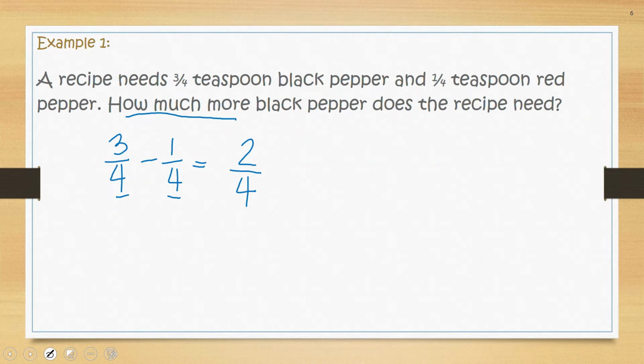So, kunin natin yung common number ng 2 at saka 4, ng multiple ng 2 at 4. It's 2. So, that means yung numerator, i-divide natin ng 2 at saka yung denominator, i-divide natin by 2. So 2 divided by 2 is equals to 1. 4 divided by 2 is equals to 2. That means yung final answer natin dito is 1/2.